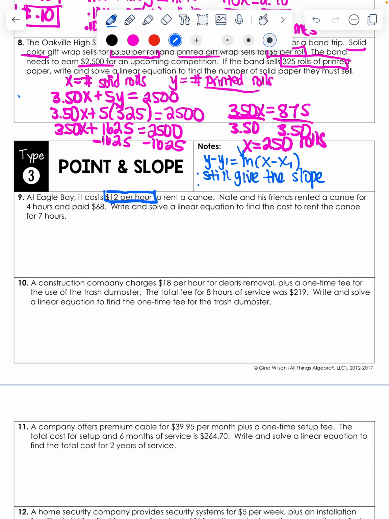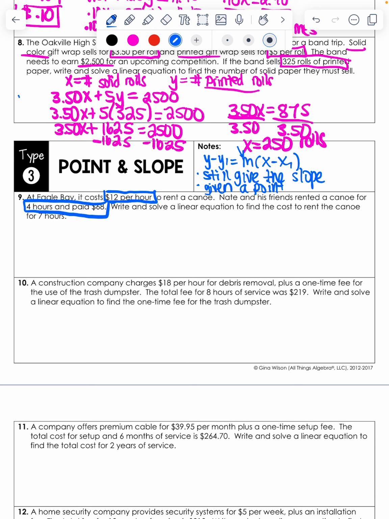But instead of having the initial down payment or the initial starting point, we're going to be given a random piece of information, a random point. And that point is not going to be the y-intercept. Because it's not, we can use point slope form to create an equation instead. So number 9 says, at Eagle Bay, it costs $12 per hour to rent a canoe. Nate and his friends rented a canoe for 4 hours and paid $68. Here we are. Here's the point.